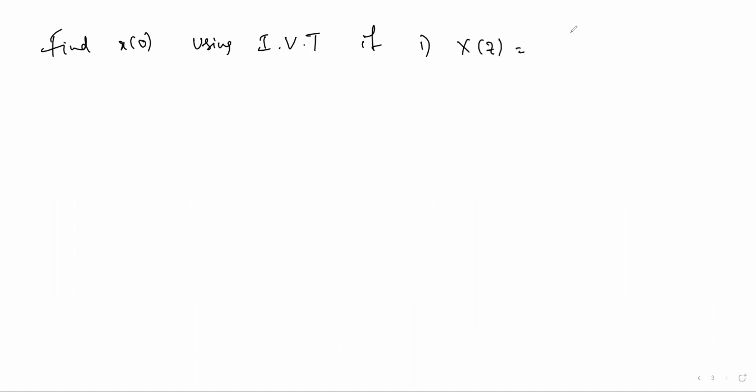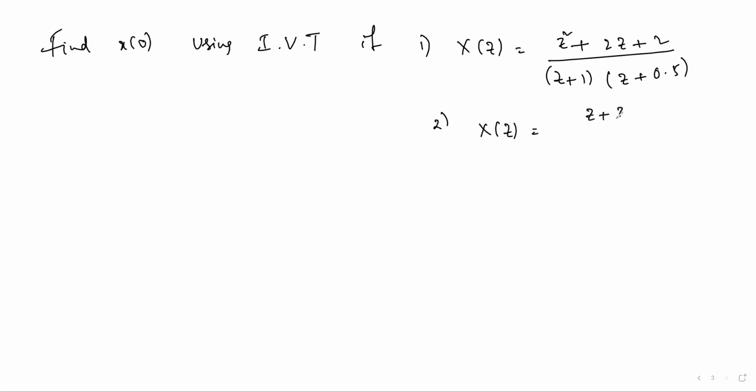x of z is given as z square plus 2z plus 2 divided by z plus 1, z plus 0.5. Second, if x of z is z plus 3 divided by z plus 1, z plus 2. What is x of 0 for these two functions?